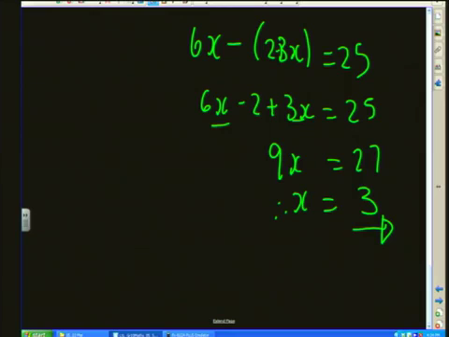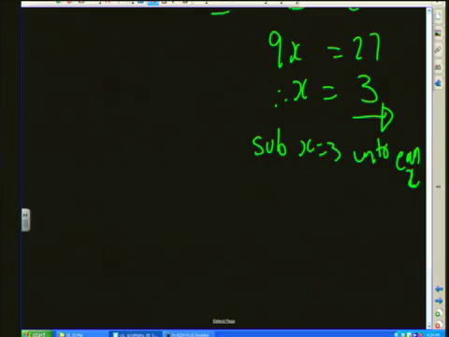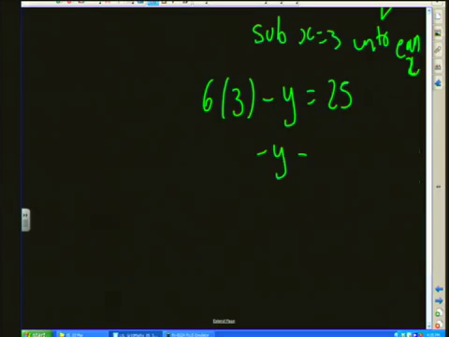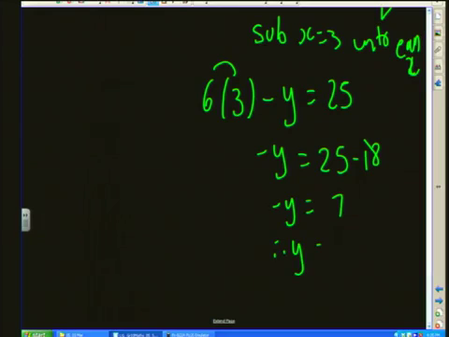I still need the value for y, so I'm going to substitute x equals 3 into equation 2 this time, just to show you it works regardless. So I'm going to get 6 times 3 minus y is equal to 25. So minus y is equal to 25 minus 18. 6 times 3 is 18. Take it over to the right-hand side. I get negative y is equal to 7. So therefore, y is equal to negative 7.